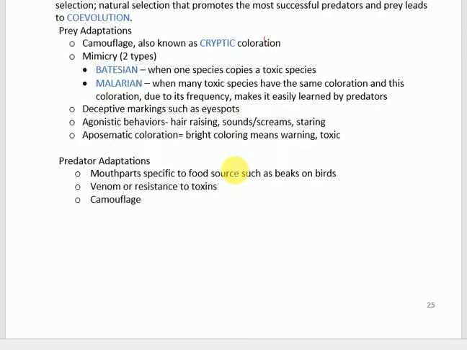And then we have the predator adaptations. So their adaptations are mouth parts specific to food, such as the beaks on birds. And then there's venom or resistance to toxins, and camouflage so that they can sneak up on their prey.